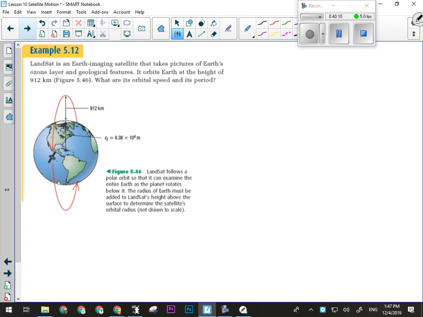I want you guys to see if you can solve this one, because this is a tricky one. We're looking for the orbital speed and the orbital period. They're telling you the altitude of the satellite here, so that might be important. It's in kilometers, yes.